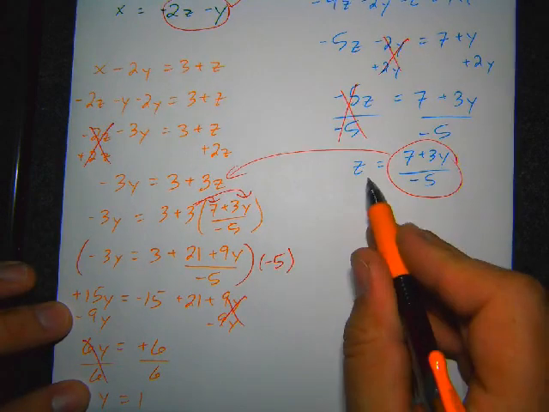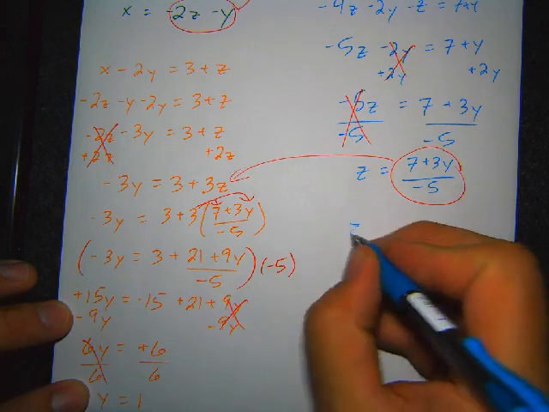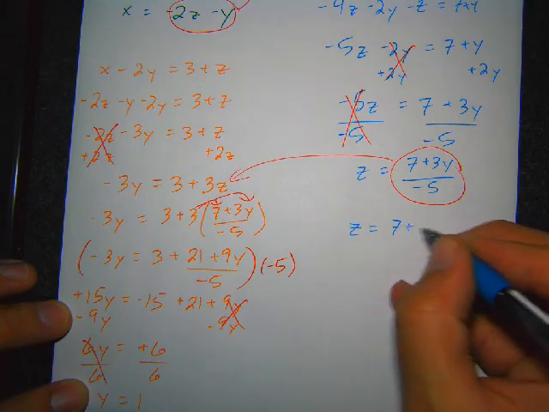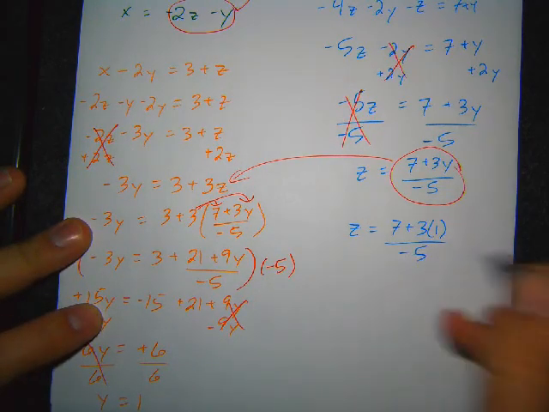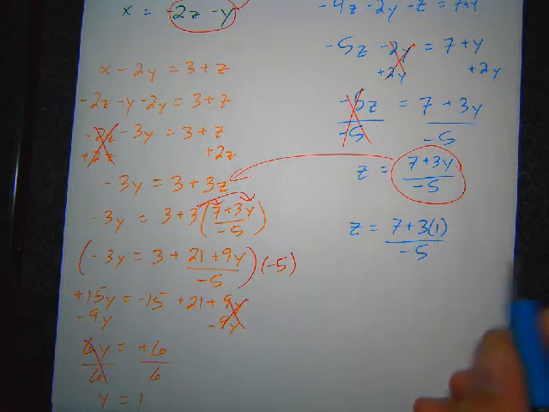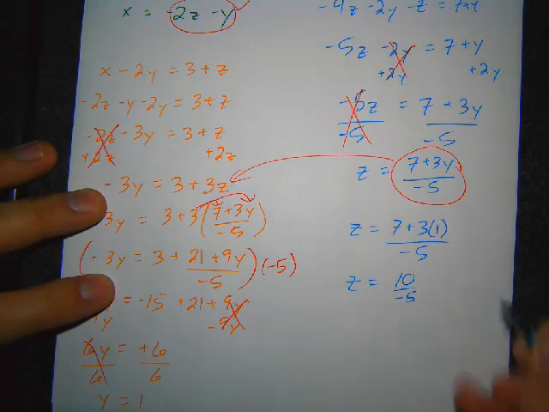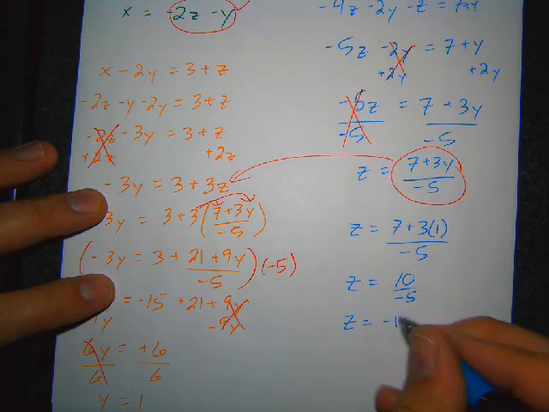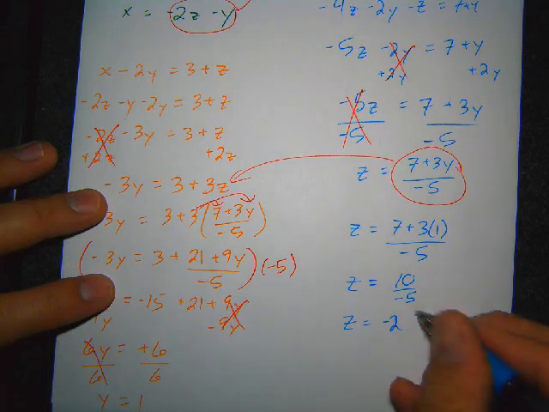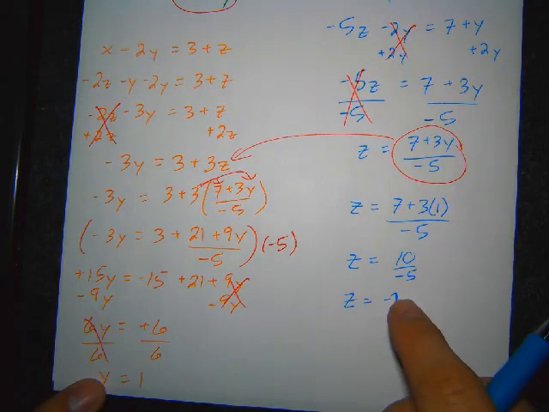Since we know what z is in terms of y, we can plug this in here and find out what z is. So z is going to be 7 plus 3 times 1, divided by negative 5. Well, 3 times 1 is 3, and 7 plus 3 is 10, so we get z is 10 over negative 5. Positive divided by negative is a negative, so z is going to be negative 2. 10 divided by 5 is 2. So now we got the y is 1, we got the z is negative 2.